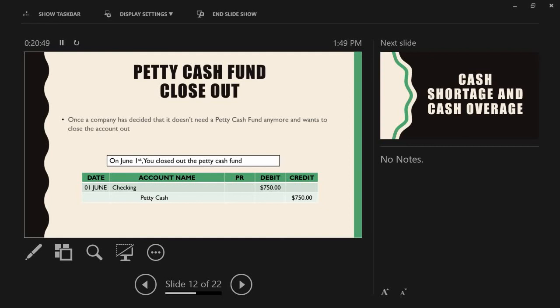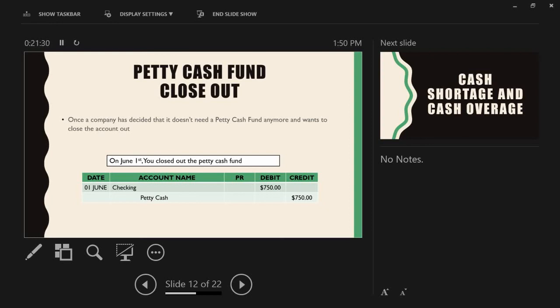All right. So the last concept I want to show you is how to either decrease it or close out the entire petty cash fund. There will be a time where you say, people are stealing from this petty cash fund. The manager's not keeping good track of who's taking money out. Other things like that can make the petty cash fund useless. So once your company says we don't need the petty cash fund anymore, I'm going to go ahead and get rid of it.